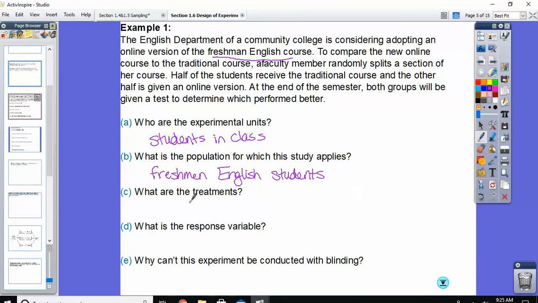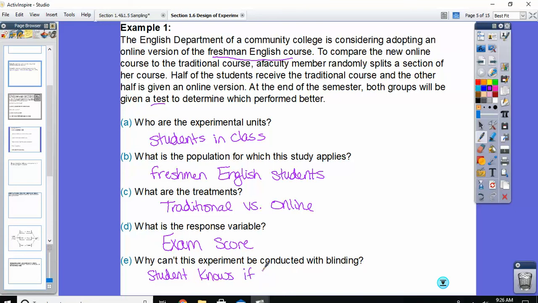The treatments, the thing we are manipulating here is traditional versus online. Response, the thing we are measuring is how they do on their test, their exam score. Why can't this be done with blinding? So blinding is when you don't know what treatment you're getting, but a student clearly knows if they are in person or online. So there's no way to do that without them knowing.